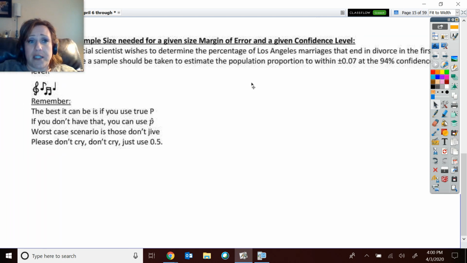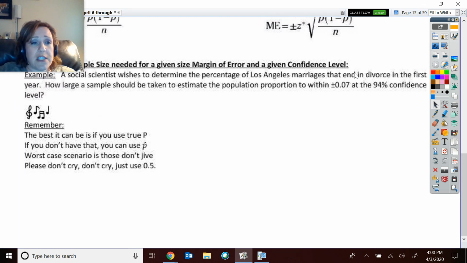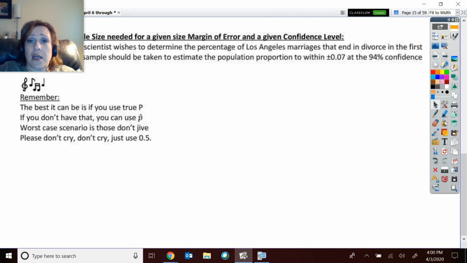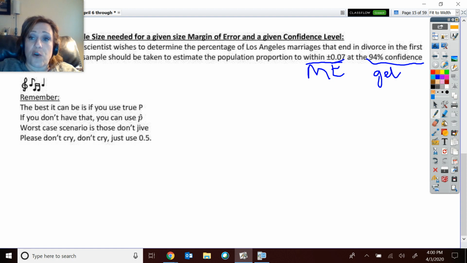So scientists were wanting to determine the percent of Los Angeles marriages that end in divorce in the first year. So how large of a sample size do we need to make an estimate that is within plus or minus 0.07? That's your margin of error. Okay, that's saying how accurate they want you to be, and with 94% confidence. Okay, so that's going to be used to get your critical value.